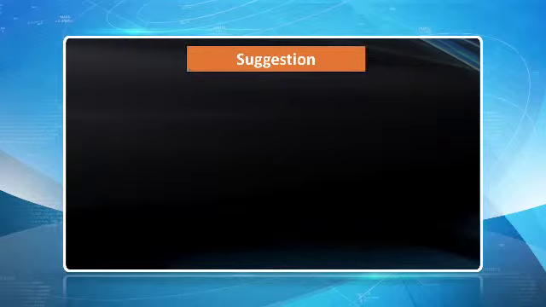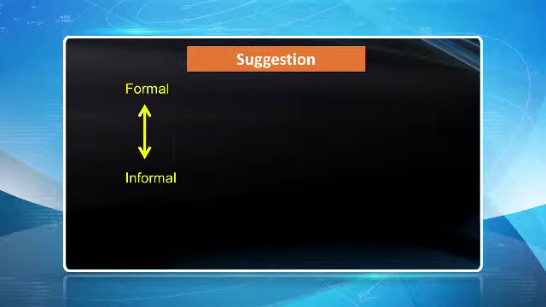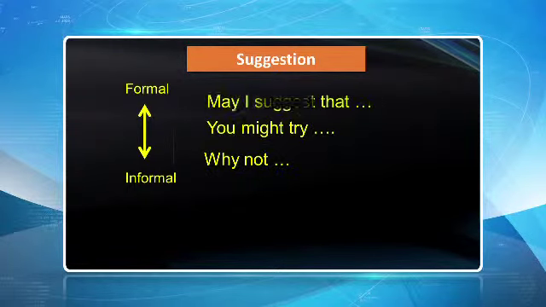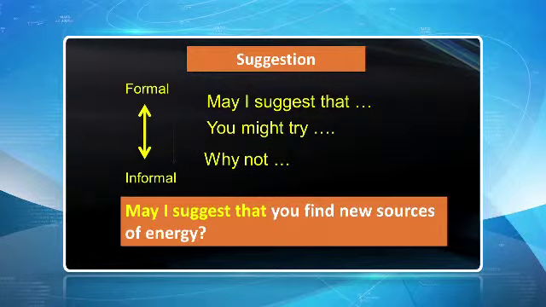Next, we have suggestions, when you give recommendations for something. And that happens, of course, in many situations. Once again, we have the formal and the informal. And we can say things like, why not? Or you might try. Or may I suggest that? So these are all ways in which to suggest something to someone or recommend something to someone. An example would be, may I suggest that you find new sources of energy? So we are proposing new sources of energy for the future.